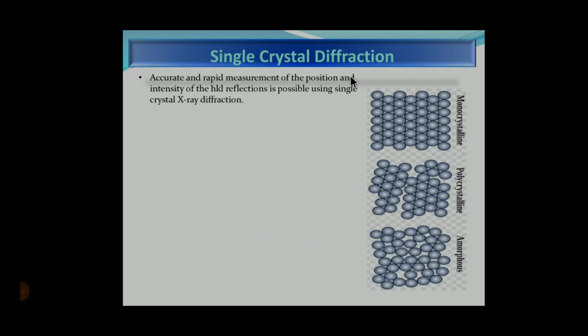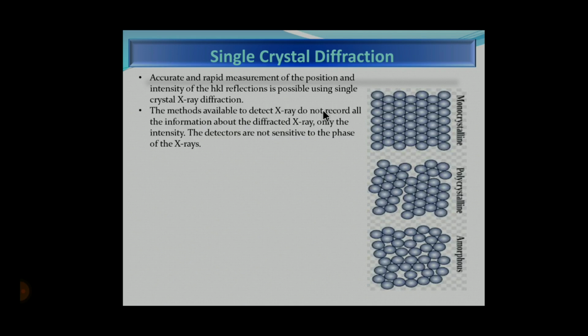So using single crystal X-ray diffraction, we can accurately and rapidly measure the peak reflections. Next, one demerit of single crystal diffraction is that it cannot record the phase change of the X-rays that are being reflected back, or which are undergoing XRD, X-ray diffraction. Right? So there is no equipment available for recording the phase change that happens to the X-rays due to the presence of the crystal.